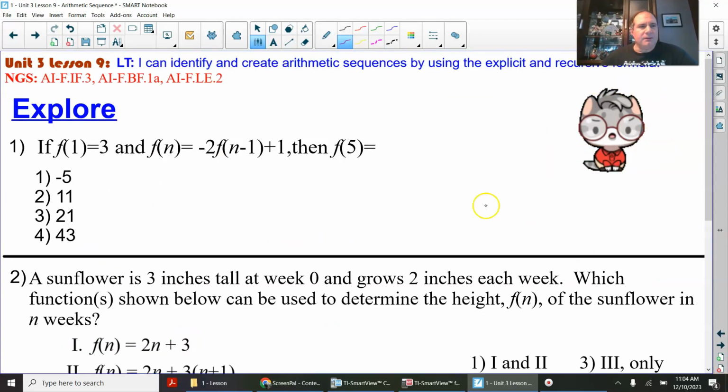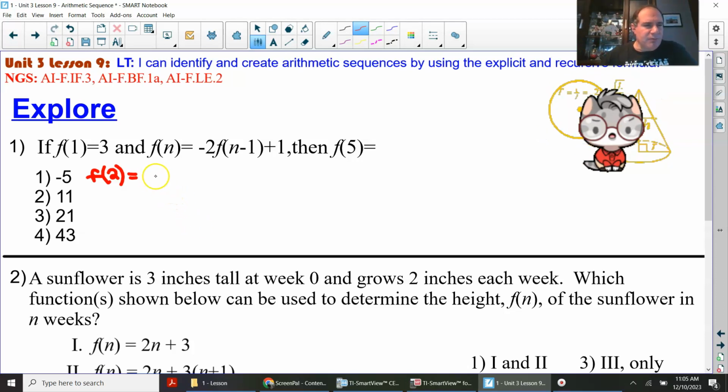They give you f of 1, and it's 3. To get f of 5, we have to get the prior term, which is f of 4, so we have to work our way up. We'll start with f of 2, using the formula they give us. It's negative 2, and you see this f of n minus 1, which is the prior term. I'll put parentheses, and right before it the f, with n minus 1. So I'm looking for 2 minus 1, and then plus 1.